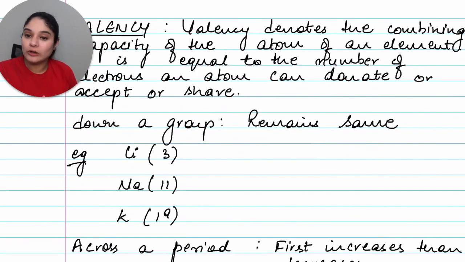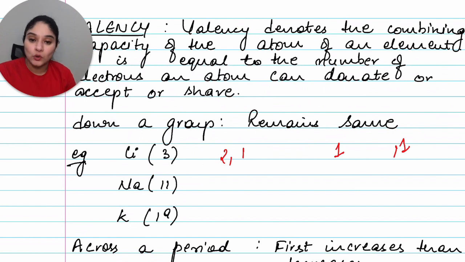So when I talk about lithium, I have 3 electrons. So that means 2, 1. So lithium can donate 1 electron. So if it donates 1 electron, it will become stable. So what is the valency here? Valency is 1. What is the number of valence electrons? That is also 1. Okay.